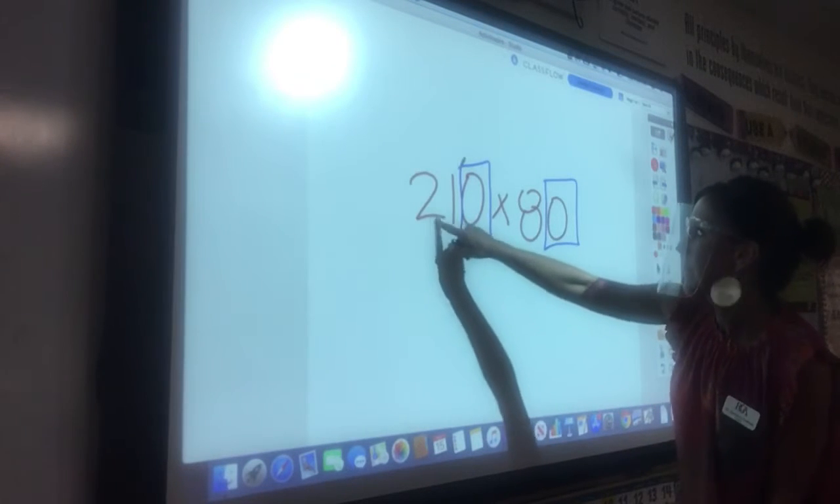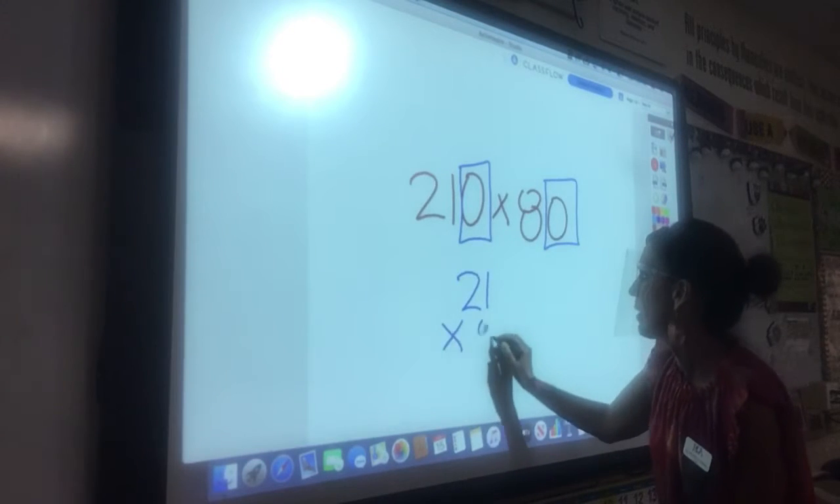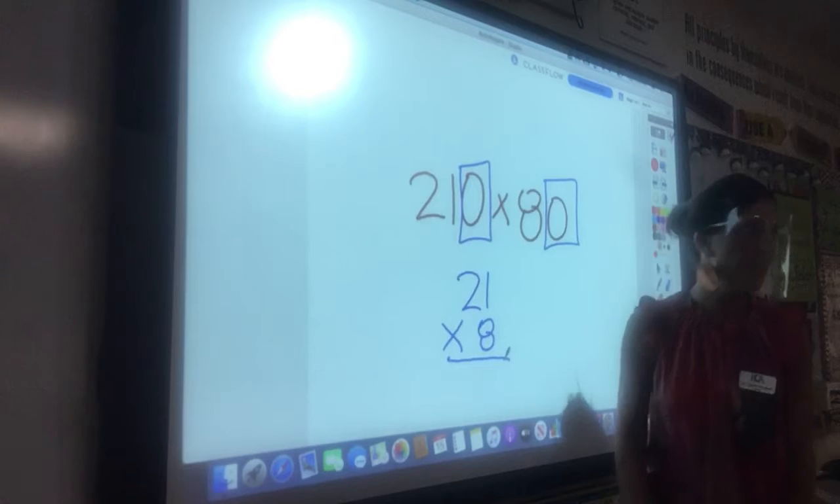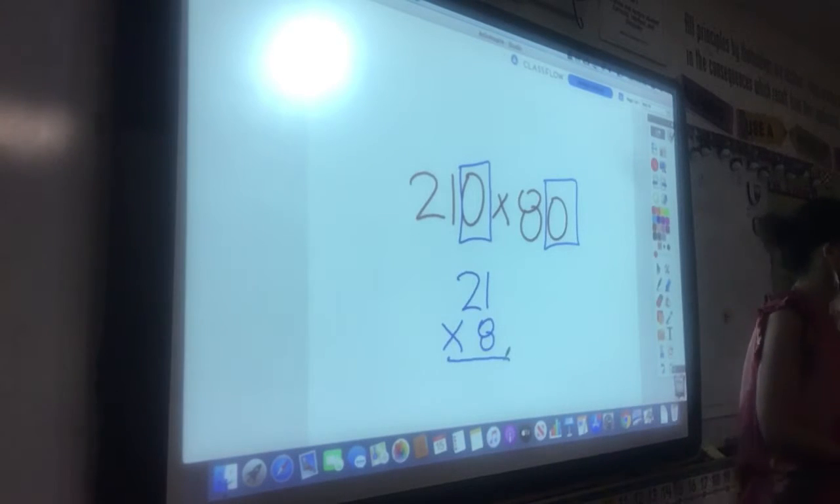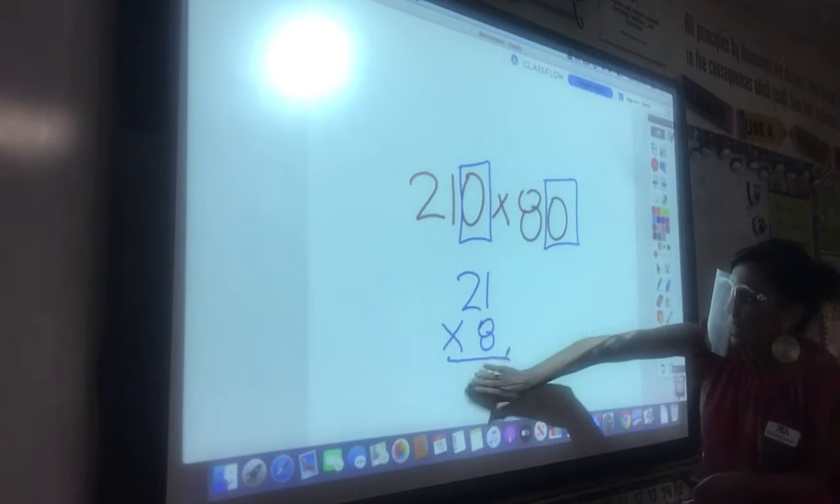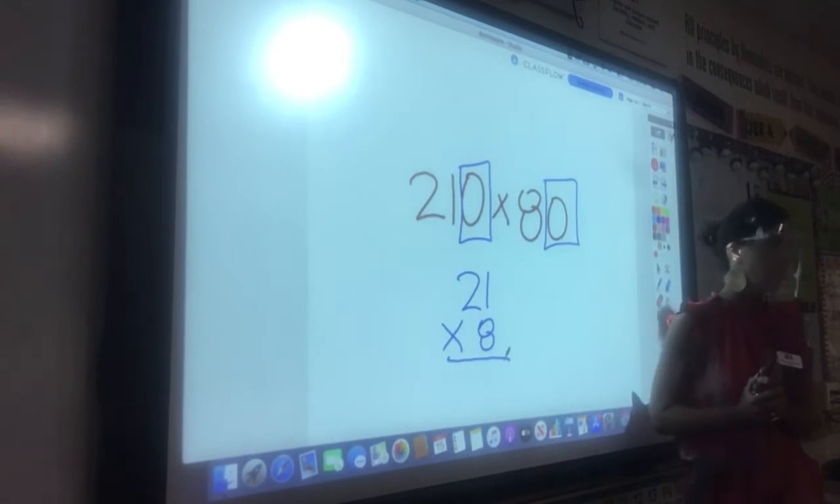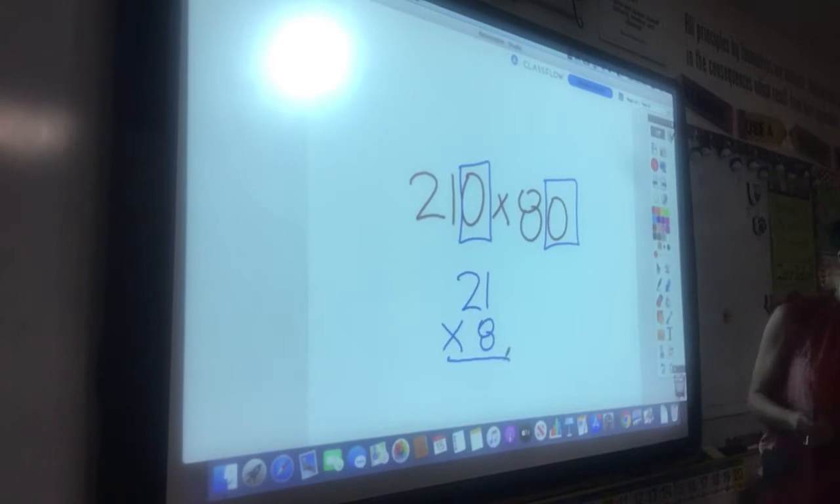So what we're really doing is 21 times 8. Okay, so that's what you're doing first, is just ignoring the zeros, and you're doing 21 times 8. Okay, I'm just reminding you of this shortcut we learned the other day. Then once you get that answer, these 2 zeros need to go to the back of your answer. And then there's our answer.